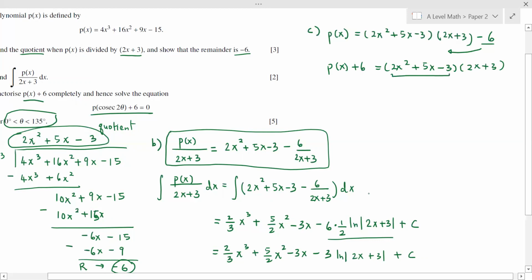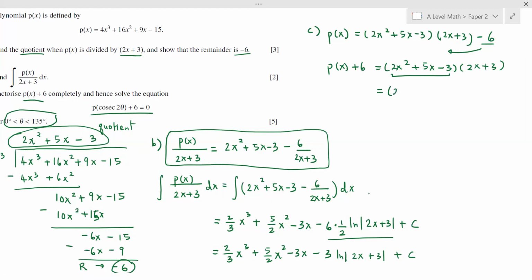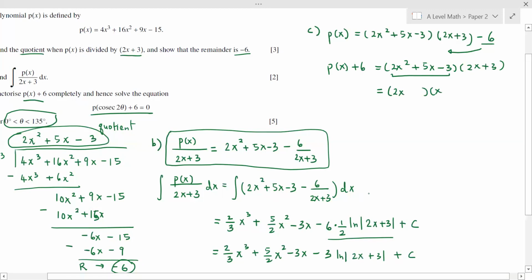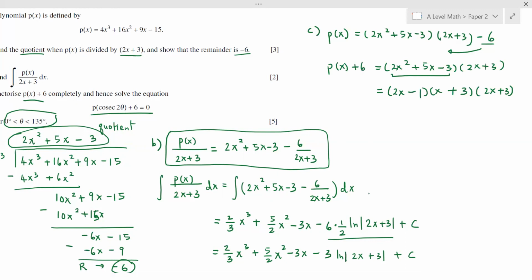This is a quadratic that can be factored. So we have 2x and x. Then we have 2x plus 3 plus 5, so this must be a 3. This is a positive. That is a 1 and a negative. Then we have already factored p of x plus 6 completely into linear terms.